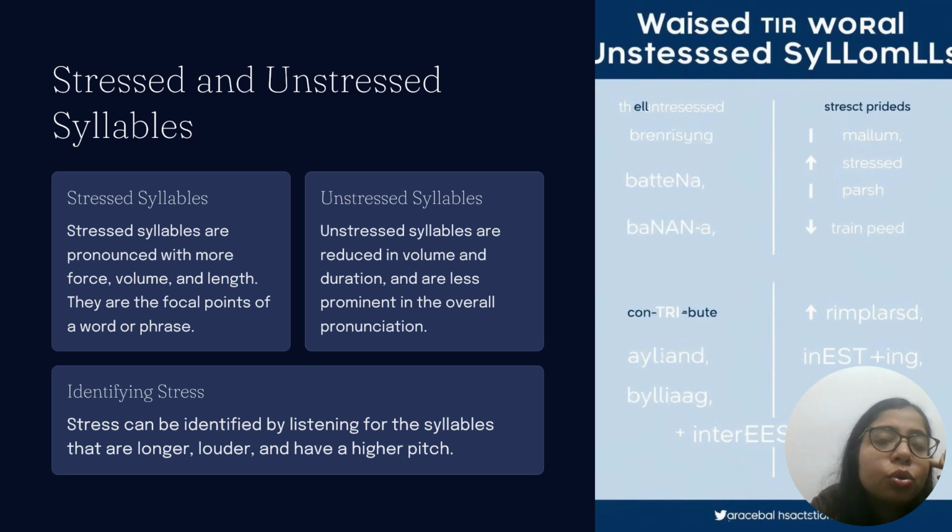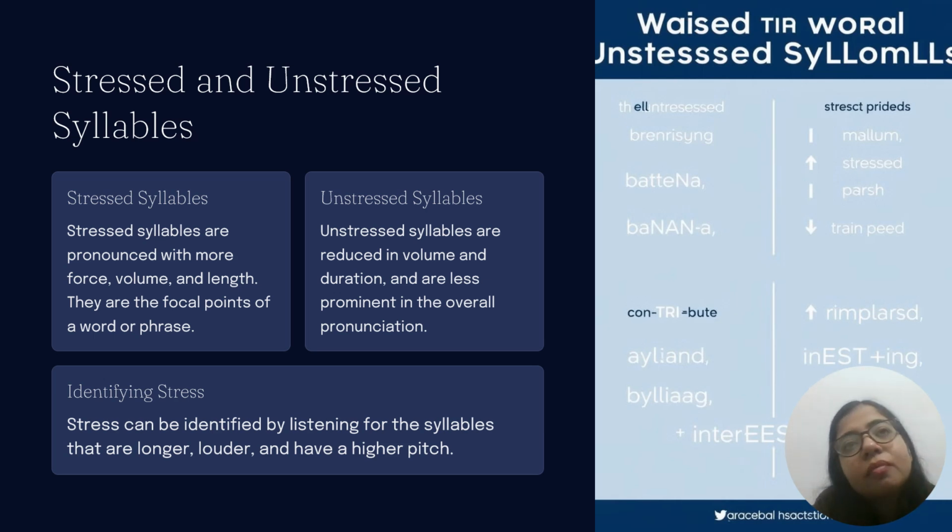Because if we want to know one thing very clearly, like I told you in the previous module about the process of photosynthesis, and if I want to focus on sunlight in the process of photosynthesis, then I will say the word sunlight with more volume, with more length, with more force. Then next is unstressed syllables. Of course, the vice versa of stressed syllables. Unstressed syllables are reduced in volume and duration and are less prominent in the overall pronunciation.